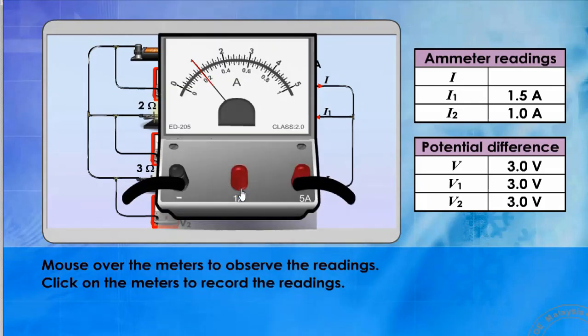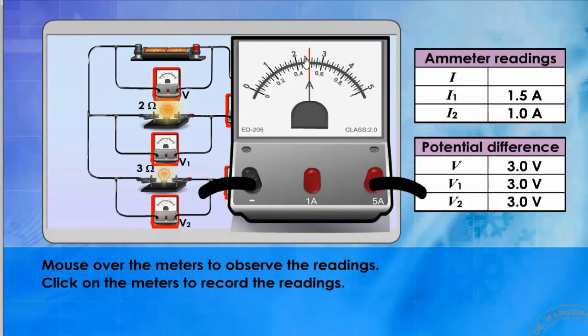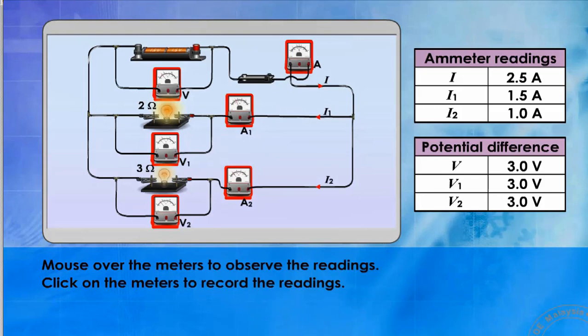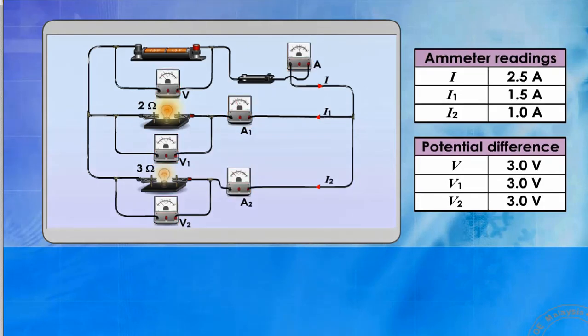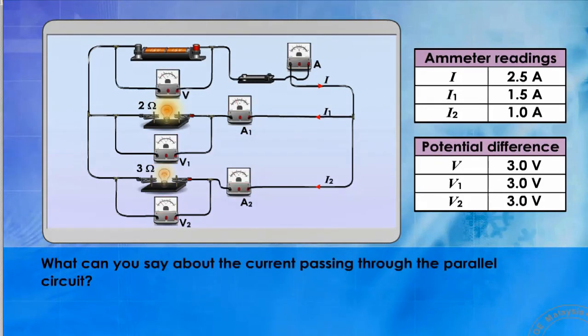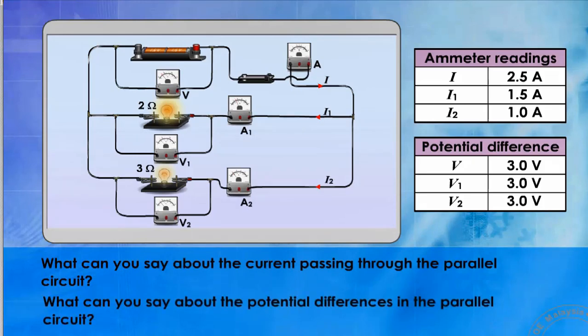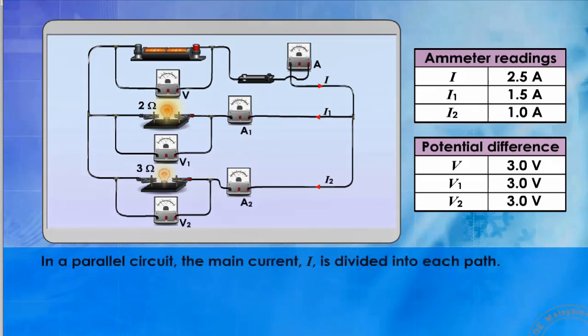The second ammeter is 1.0 ampere, and the main ammeter is 2.5 ampere. What can you say about the current passing through the parallel circuit? Again, we have I equals I1 plus I2. What about the potential difference? The potential differences are the same. In a parallel circuit, the main current I is divided into each path. Thus, I equals I1 plus I2.